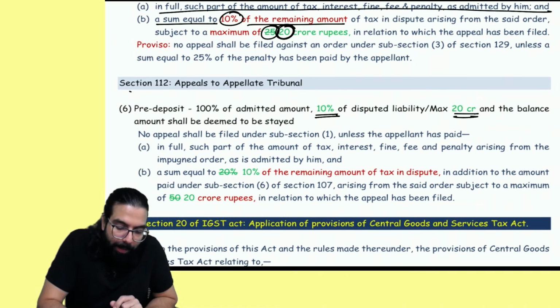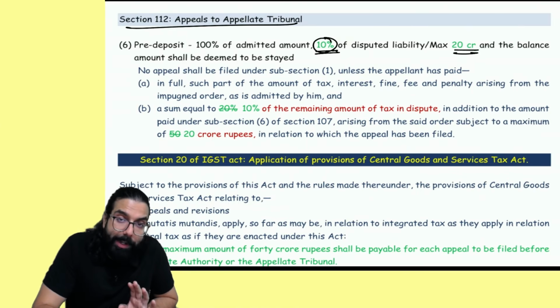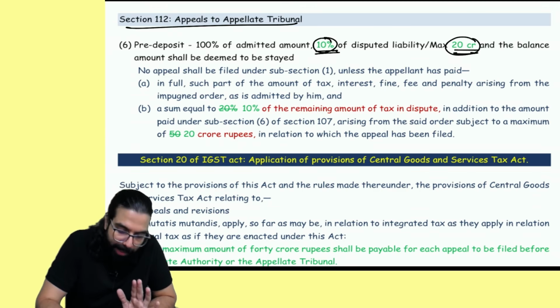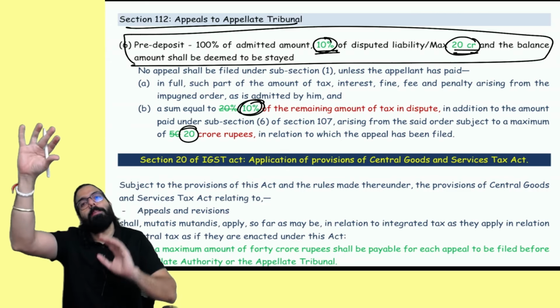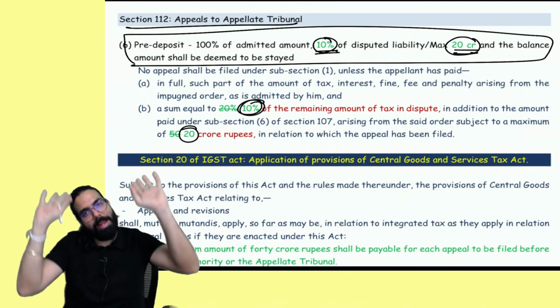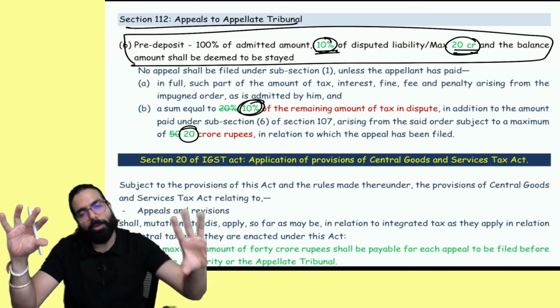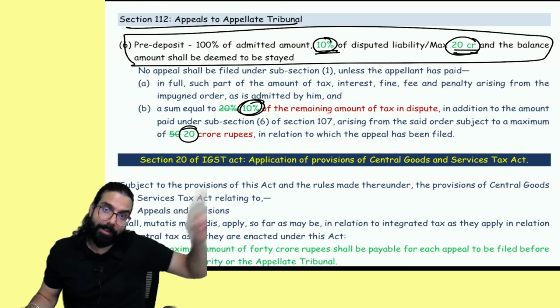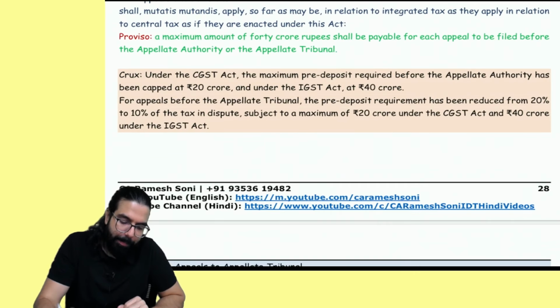Okay sir. Appeal to the appellate tribunal, 10%. It was 20, now made 10%, and the maximum will be 20 crore. Sir, 10%, this is the heading. 10%, maximum is 20 crore. So, sir, first I paid 10% and 20 crore. Again, if you go to the appellate tribunal, you have to again pay 10% and 20 crore. Under the IGST Act, this is double. Remember, under the IGST Act it is double.